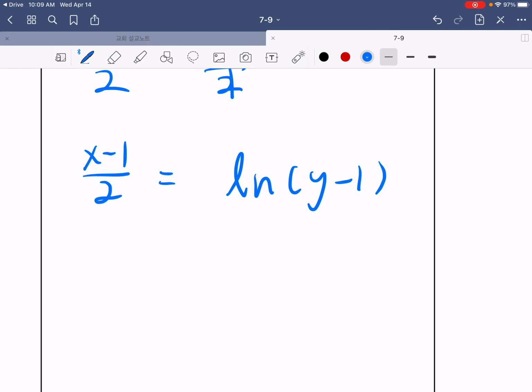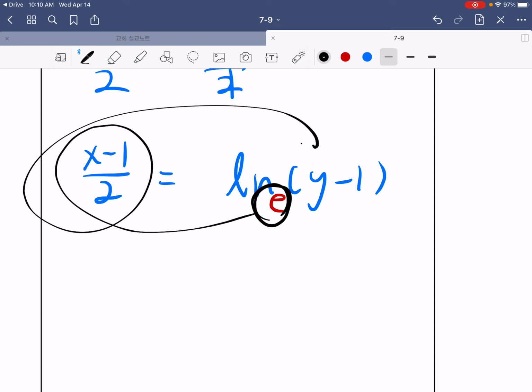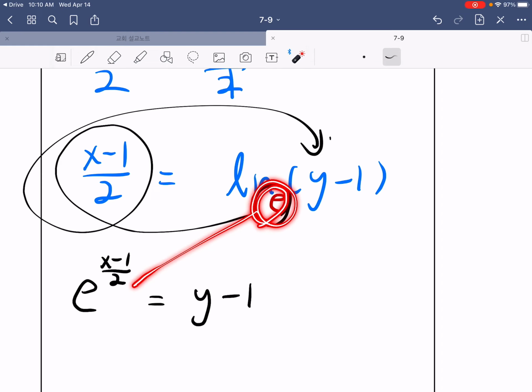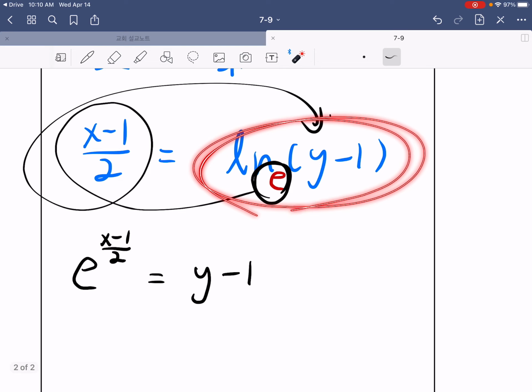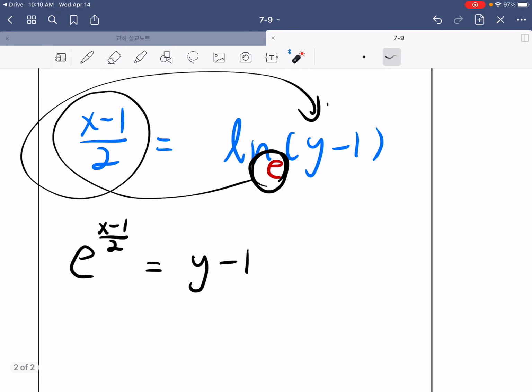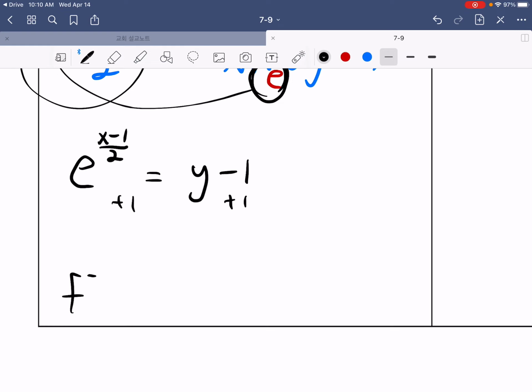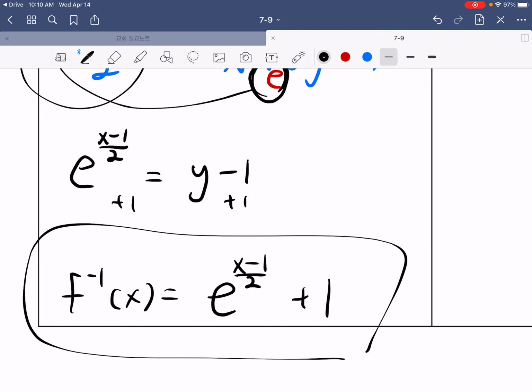Now remember, for natural log, the base is e, right? So when you do the beautiful curve, your base is going to be e. Okay? So it's going to be e to the (x minus 1)/2 equals y minus 1. Remember, the base is going to be the base. Opposite of logarithmic is exponential, okay? And add 1 both sides, you're going to get f inverse of x equals e to the (x minus 1)/2 plus 1. That's it.